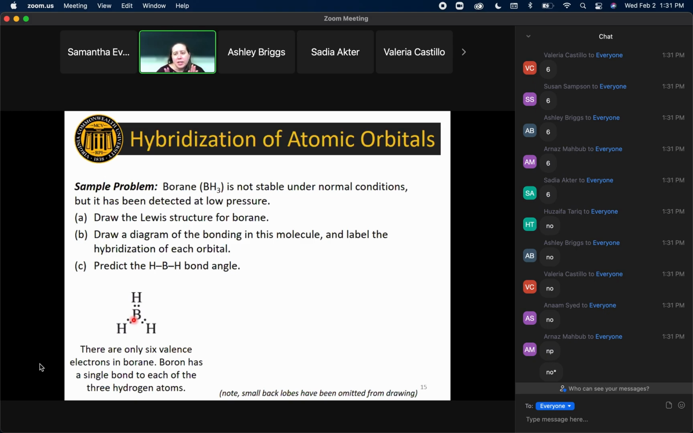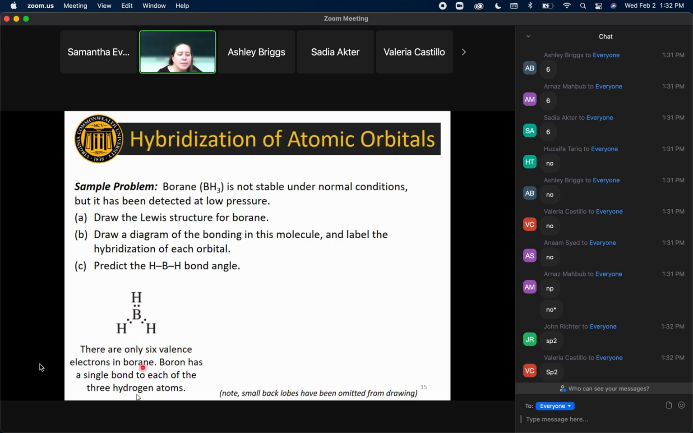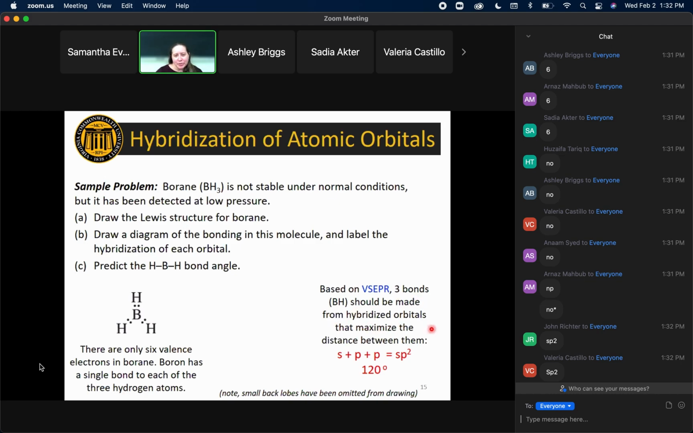So if boron has to bond to 3 different hydrogen atoms, then we need to create 3 hybrid orbitals to accommodate for that. So what's the hybridization of boron in borane? Okay, good, sp2. That probably was obvious coming on the tail end of the slides that we just did, but that's all right. Okay, so based on VSEPR, our 3 bonds should mean that we need hybridized orbitals to maximize the distance between those 3 bonds. And so we are indeed going to be an sp2 hybridization motif. We're going to have 120-degree angles.